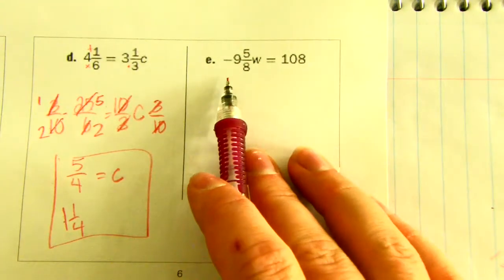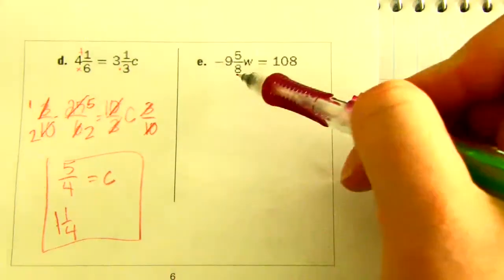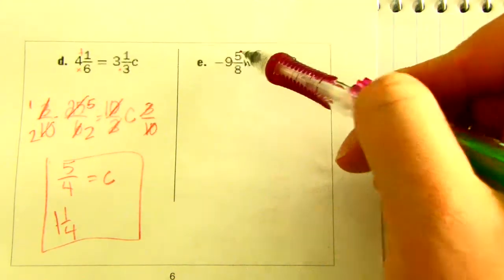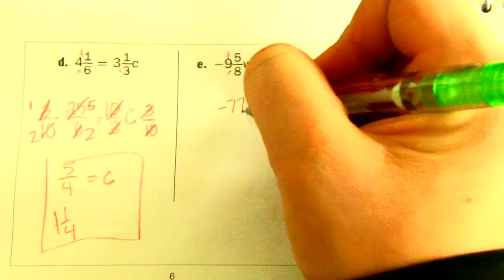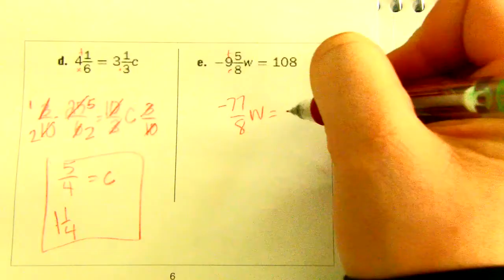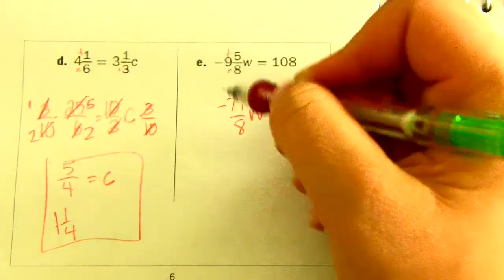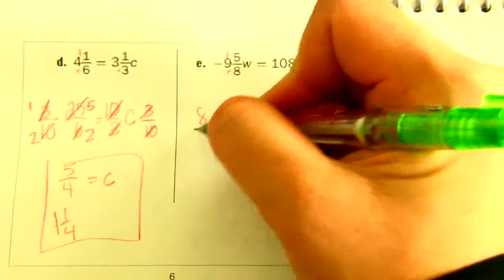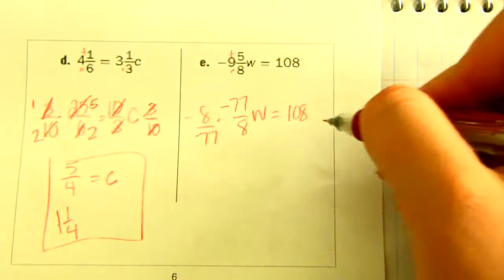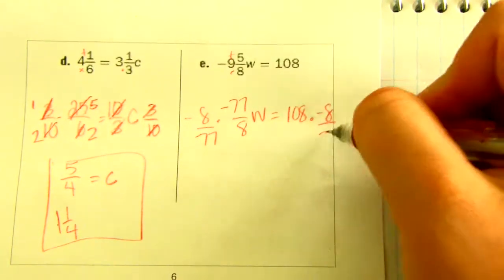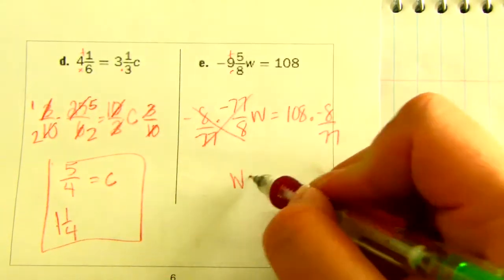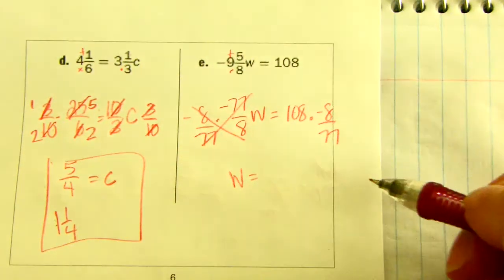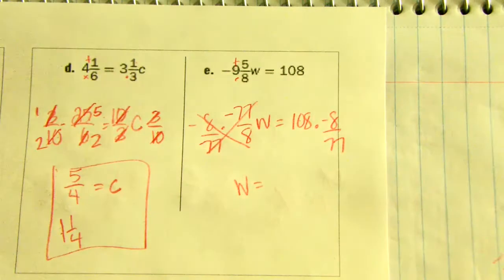Letter E, we have a negative number. This one's going to end up being kind of ugly. So this is 72 plus 5. So don't worry about the negative until the end. 72 plus 5 is 77. So negative 77 over 8 W equals 108. So the coefficient is here, multiplied by its inverse, making sure we have the negative on there. So then these would simplify to 1. 108 and 77 have nothing in common, which is unfortunate.